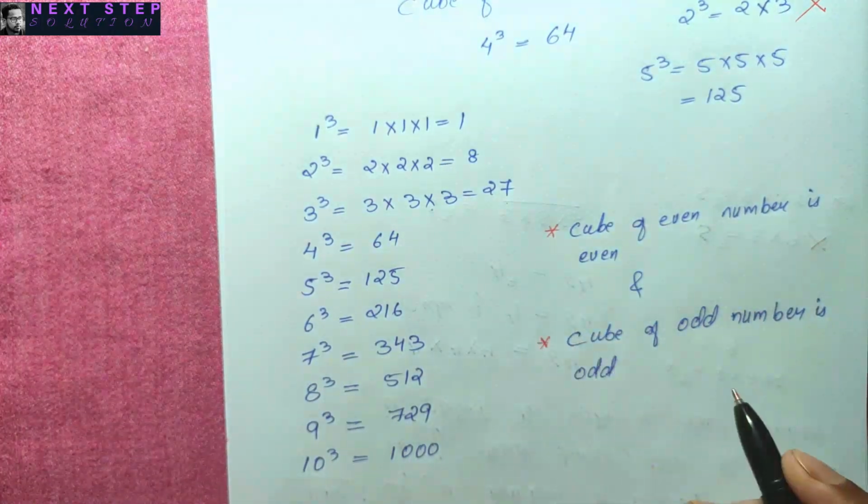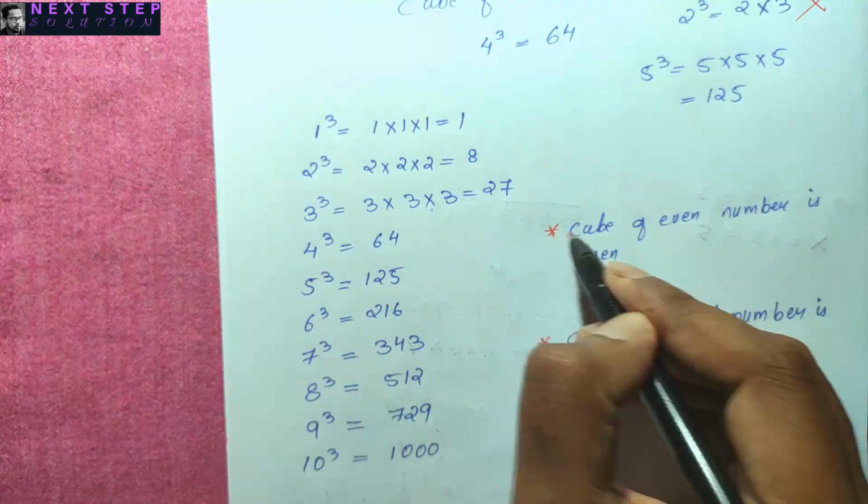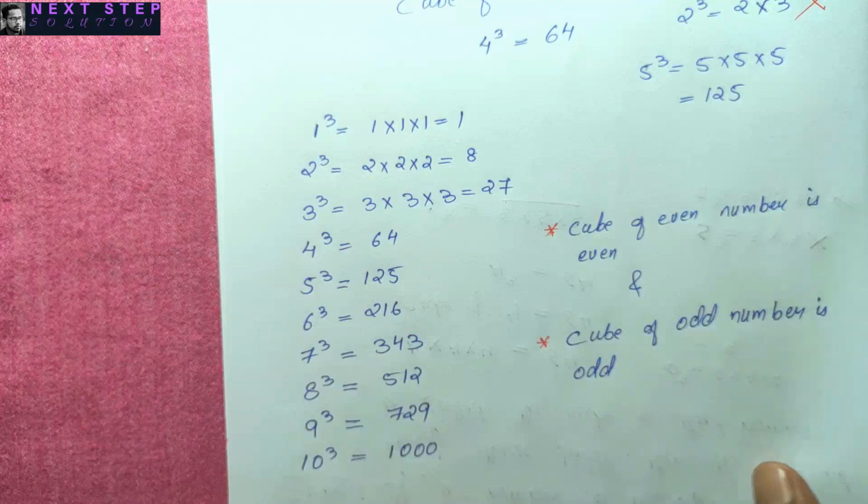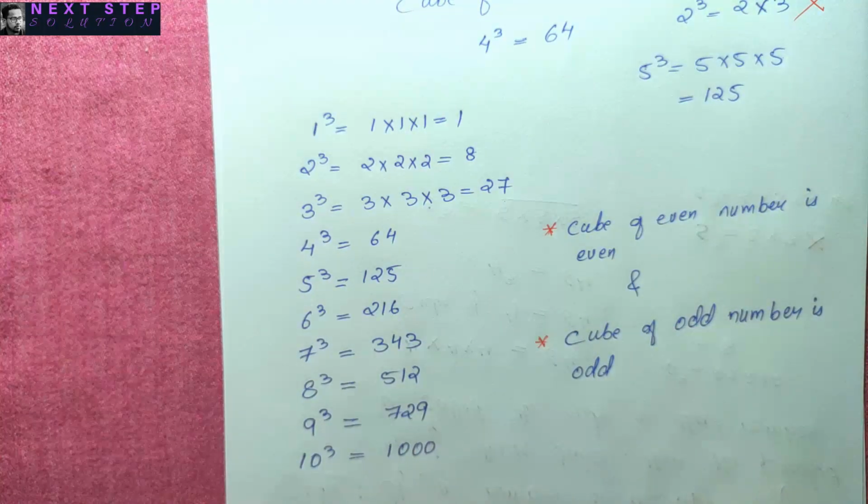Sometimes this is asked as an objective question. What is the cube of an odd number, or what is the cube of an even number? If it is an even number, the cube will be even. If it is odd, the cube will be odd. Now let us see some questions related to cube and cube root.